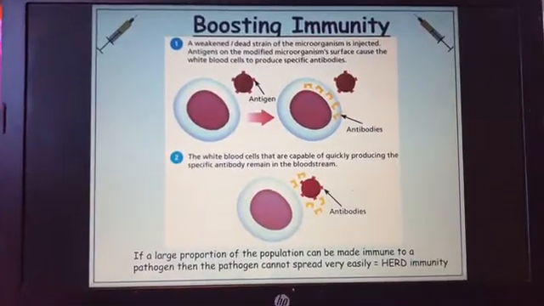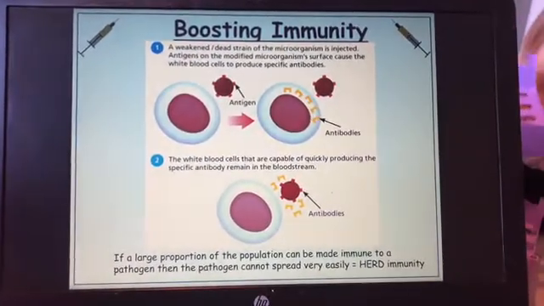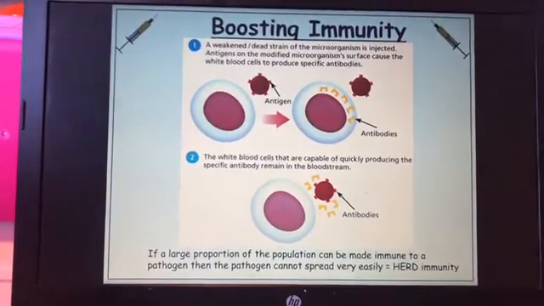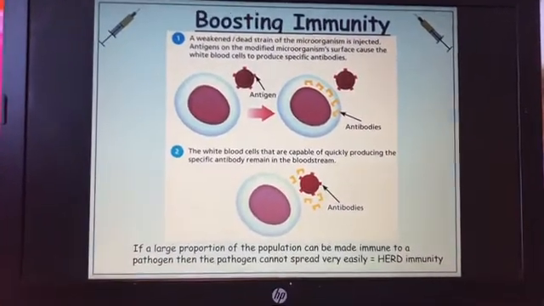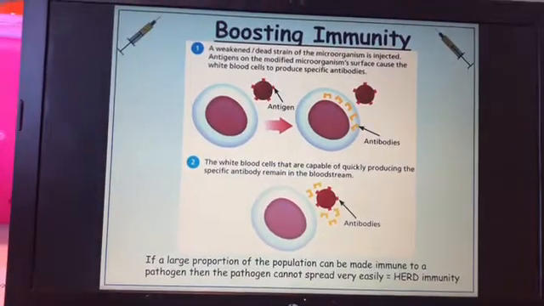If a large proportion of the population get vaccinated, it actually protects those that aren't vaccinated, because the disease can't spread. This is what is known as herd immunity: when most people get vaccinated, it protects the rest of the population.